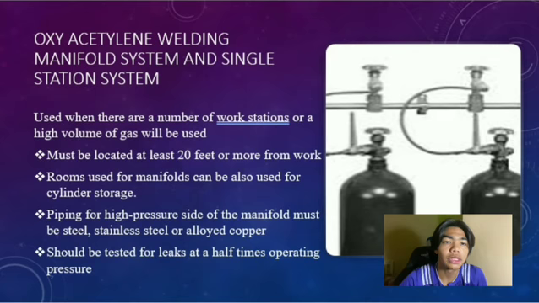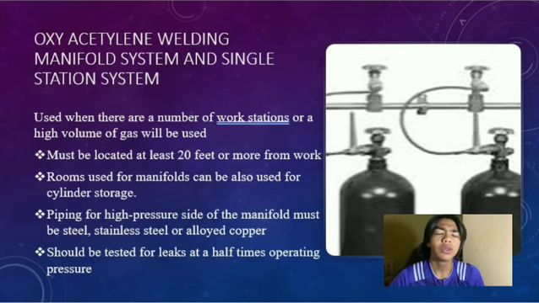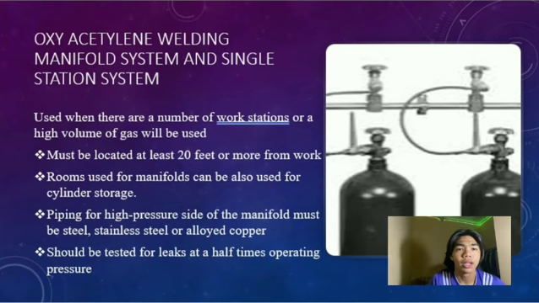Oxyacetylene welding manifold system and single station system. It is used when there are a number of workstations or a high volume of gas will be used. It must be located 20 feet or more from the work. The room used for the manifold can also be used for cylinder storage. Piping for the high pressure side of the manifold must be steel, stainless steel or alloy copper. It should be tested for leaks at half the operating pressure. That's all from us.